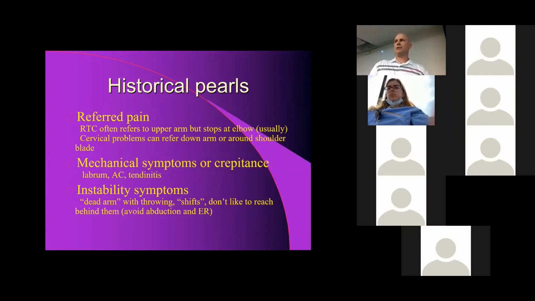tendinopathy. Referred pain. Oftentimes people come in and say my shoulder hurts. You ask, well, where does it hurt? And they just point and say it hurts right here, which doesn't seem like shoulder. Or they wrap their hand around their upper arm and say this is where it hurts. So it doesn't really seem like it's their shoulder.